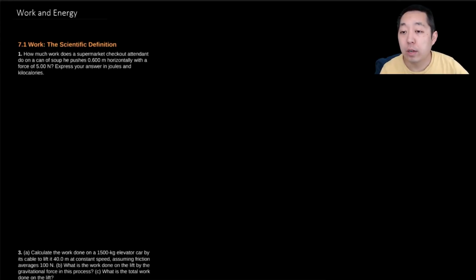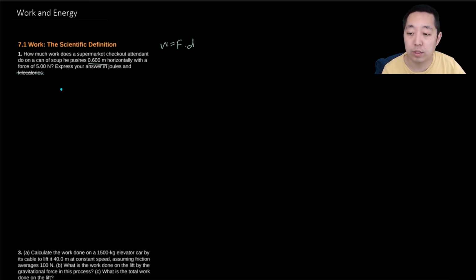So now we're going to be looking at work and energy problems. In these problems we're going to be using the definition of work, which is work is equal to force times distance. So how much work does a supermarket checkout attendant do on a can of soup? He pushes 0.6 meters horizontally with a force of 5 newtons. Express your answer in joules.